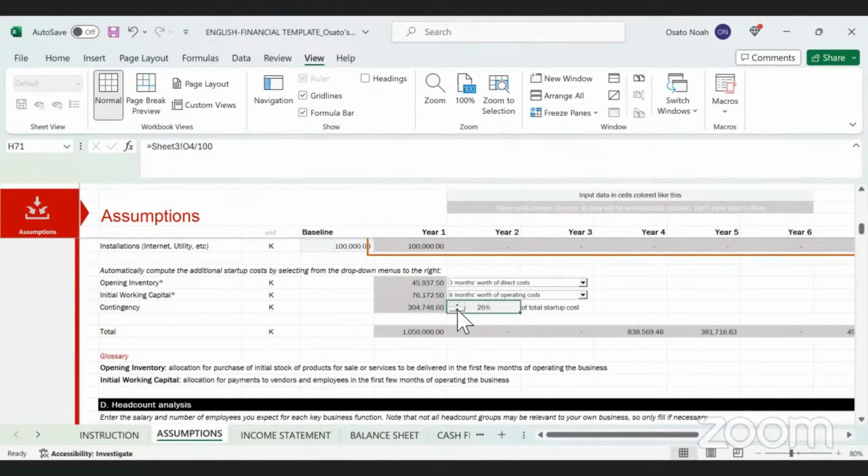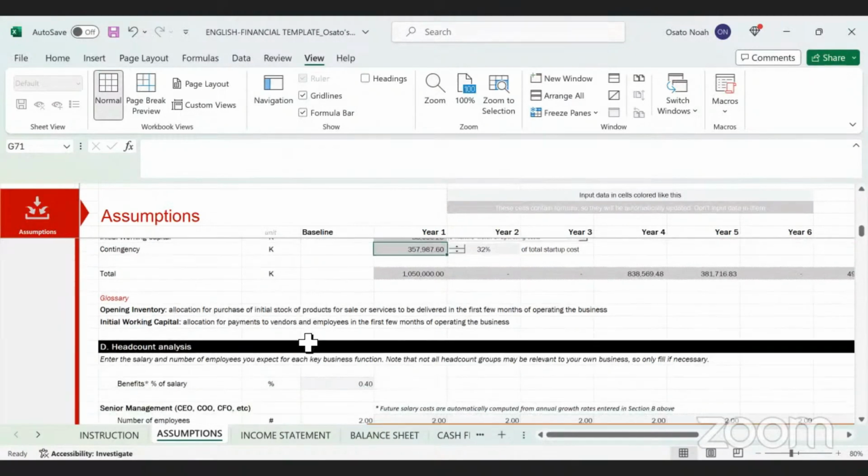Apologies, I wanted to make this 10%. Okay, 2 months, 3 months. We can leave this at whatever percent it is. Okay, so let's just continue.